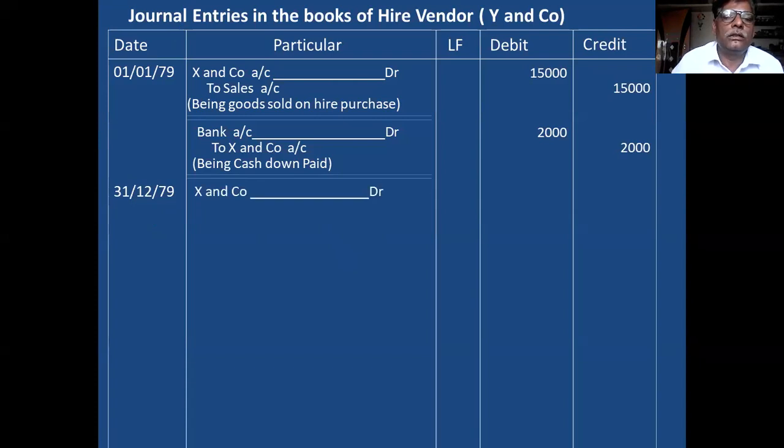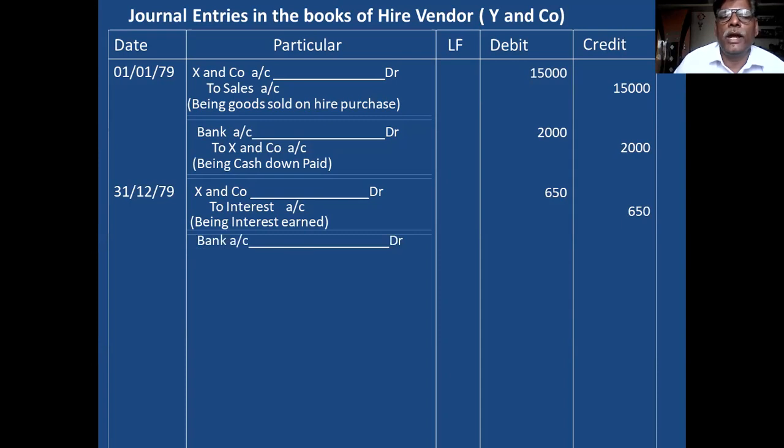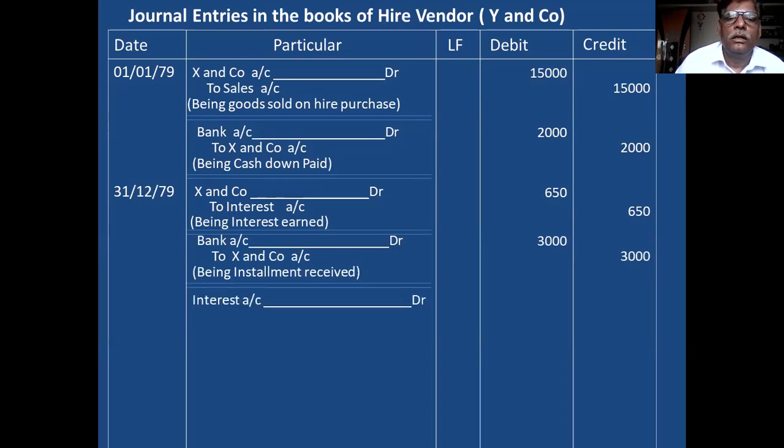For charging interest, the journal entry is: X and Company account debit to interest account, being interest earned, 650, 650. Thereafter, for receiving the installment, asset increases and liability decreases. So, bank account debit to X and Company account, being installment received, 3,000, 3,000. First installment.